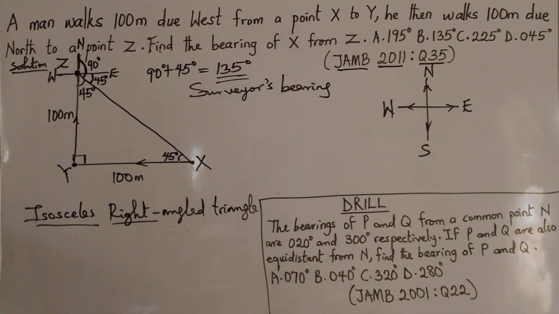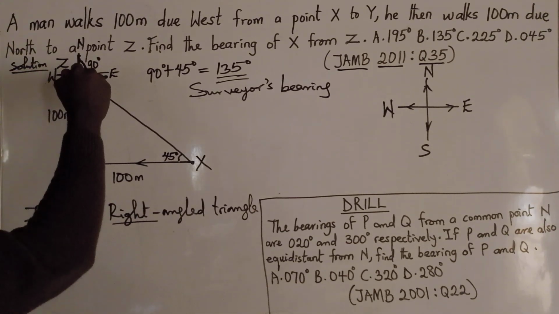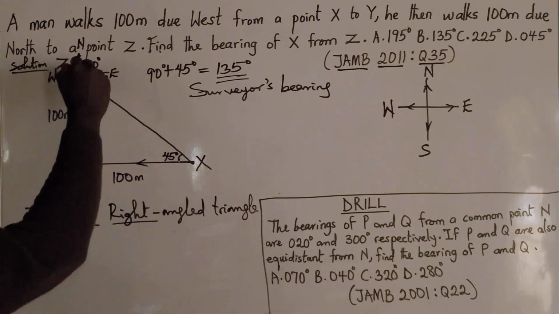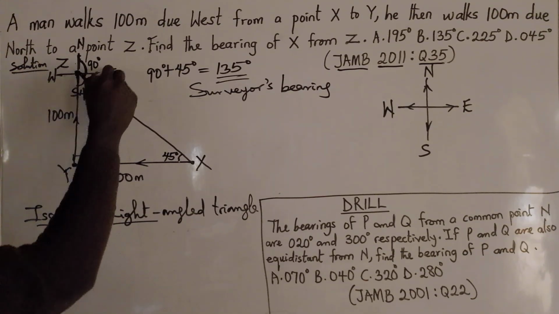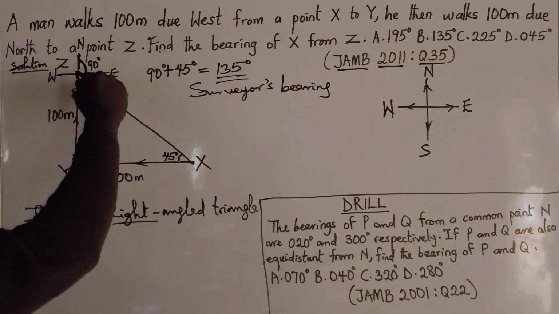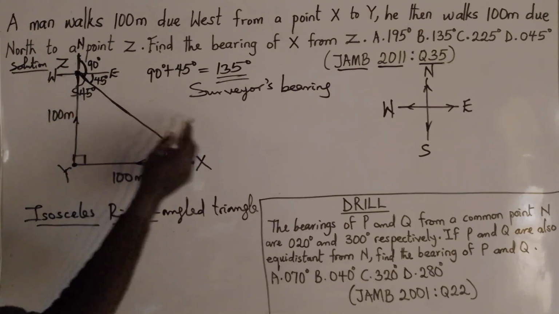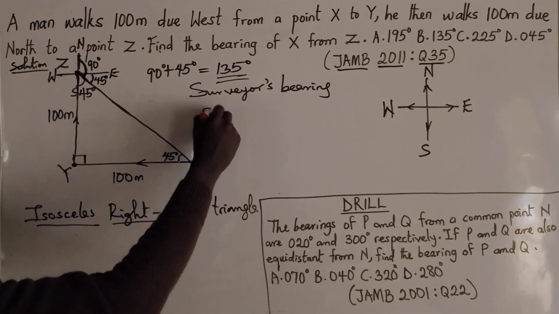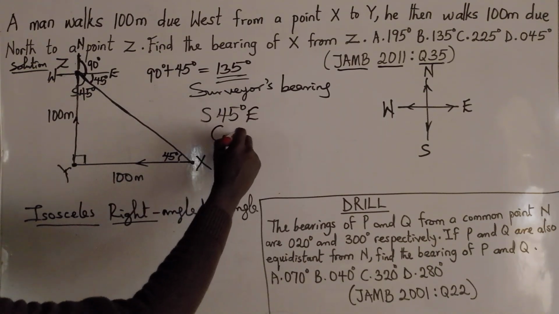If it is the compass bearing, we have it like this: this one is north, this one is southeast, this one is south, and this one is east. From here to here is southeast, from south to east. That is south 45 degrees east. That is for the compass bearing.